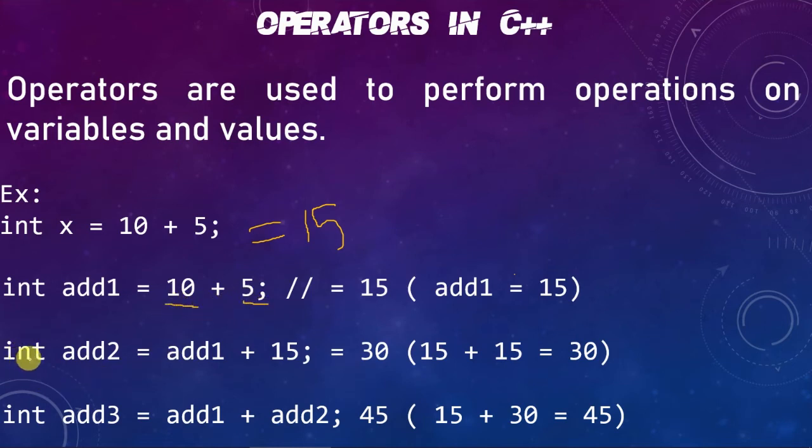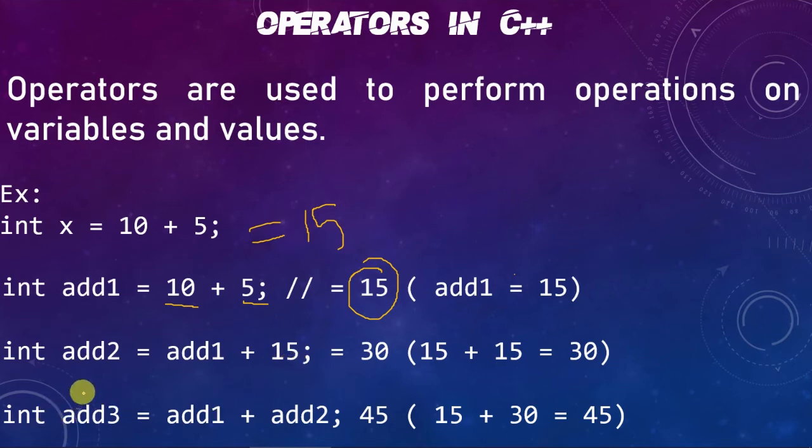Okay, and in another example, int add2 equal to add1 plus 15. It means our add1 value is 15. Here we can see add1 equal to 10 plus 5, it means the addition of the two values is 15. So here the add1 value will be 15, like that. Add1 plus 15 means 15 plus 15 equal to 30. It means the add2 value is 30.